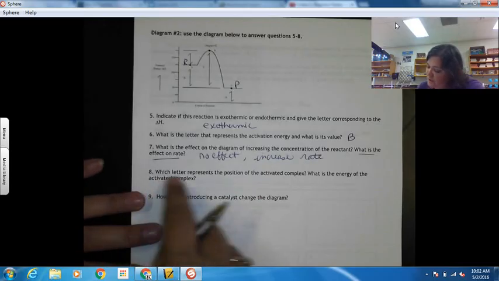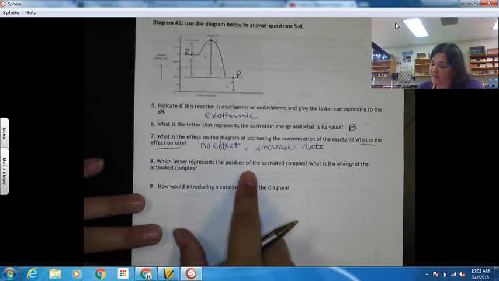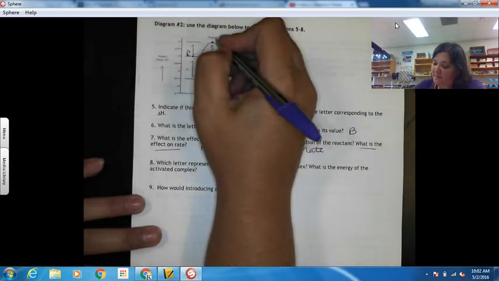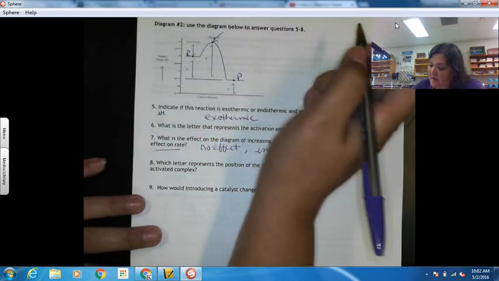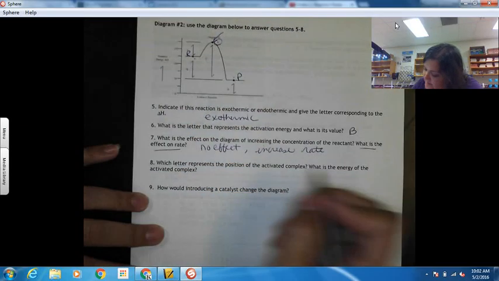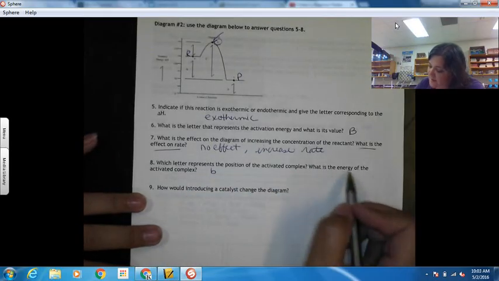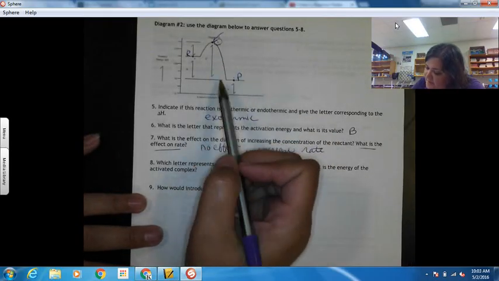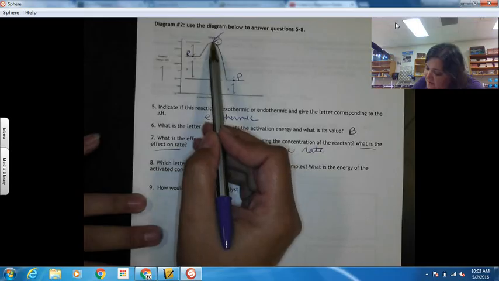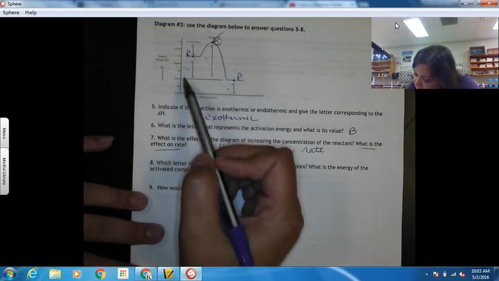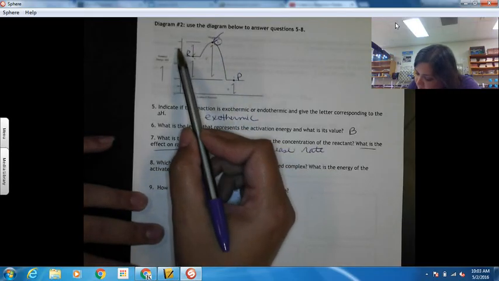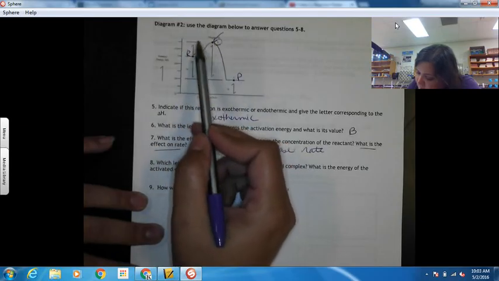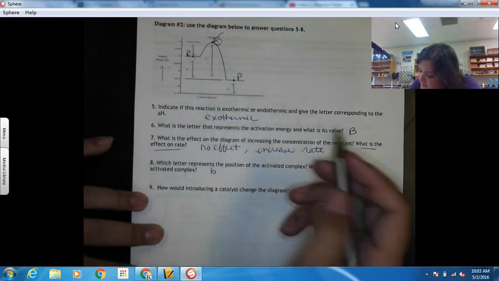Which letter represents the position of the activated complex? Again, the activated complex is right up here at the top of the hill, and that is this little letter B. What is the energy of the activated complex? Okay, so the activated complex is here. How much energy is it? These are, let's see, 25 increments, so this would be 175 kilojoules.